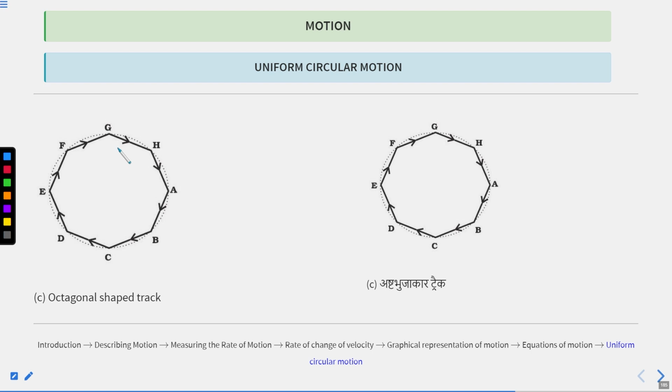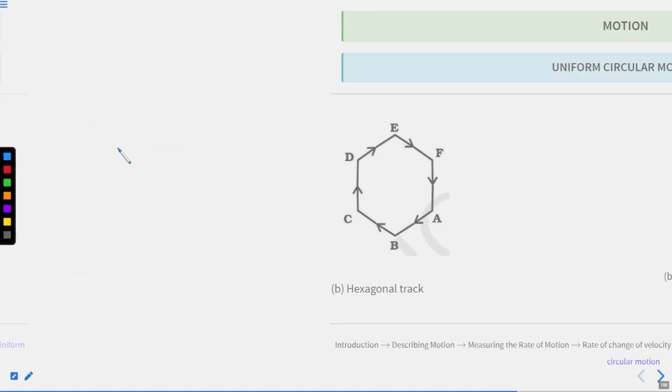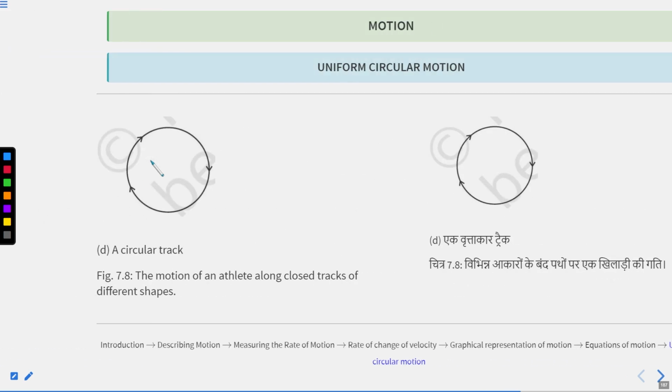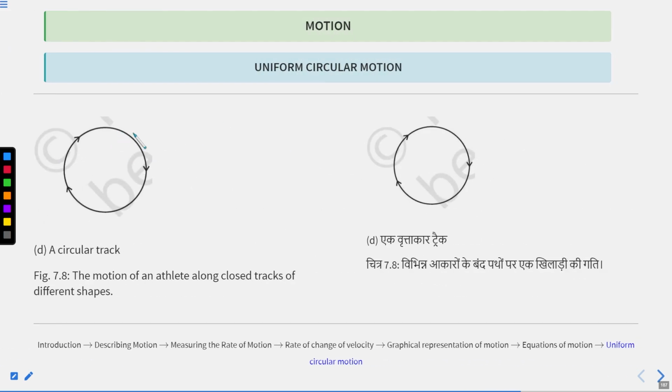So any object which changes its direction, this is also another example, a hexagon track. Direction is continuously changing, so velocity gets changed. And on a circular track, at every point the direction will get changed, every point, but the magnitude remains the same.